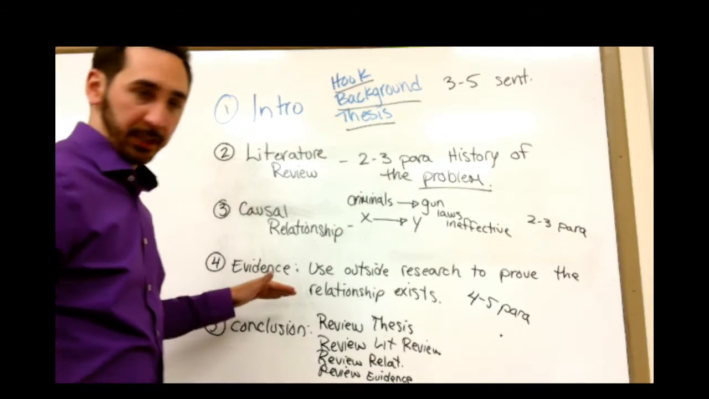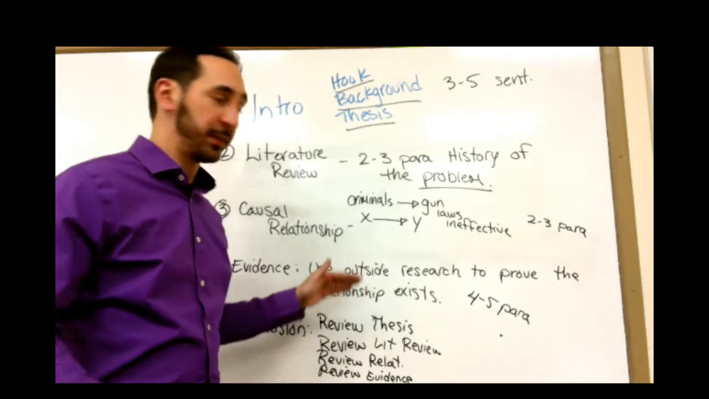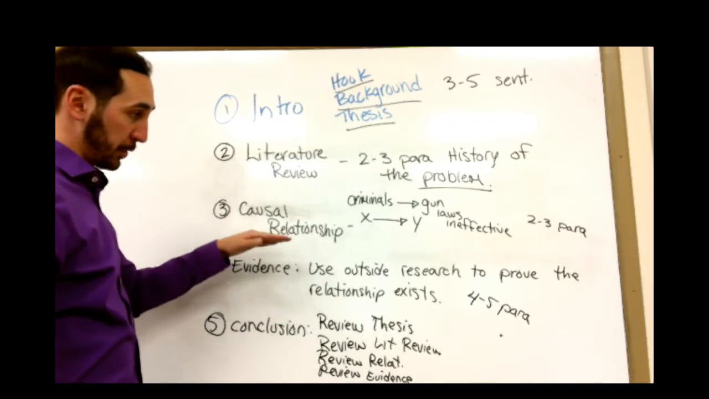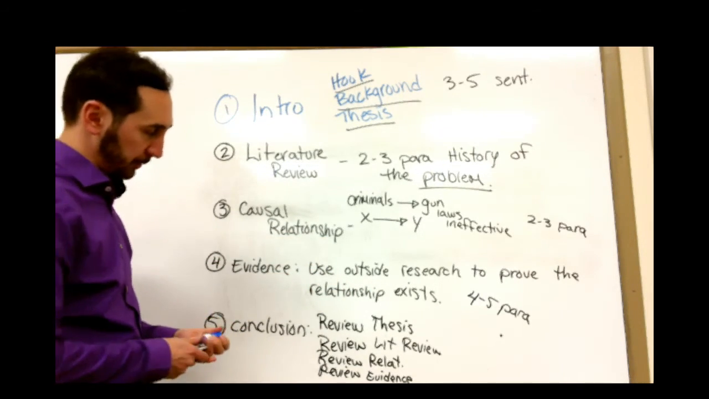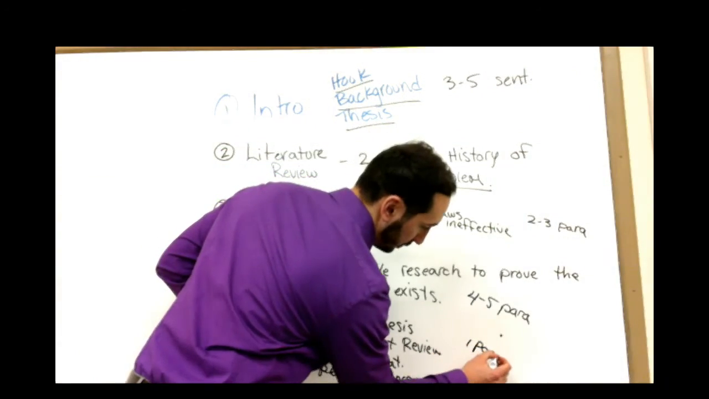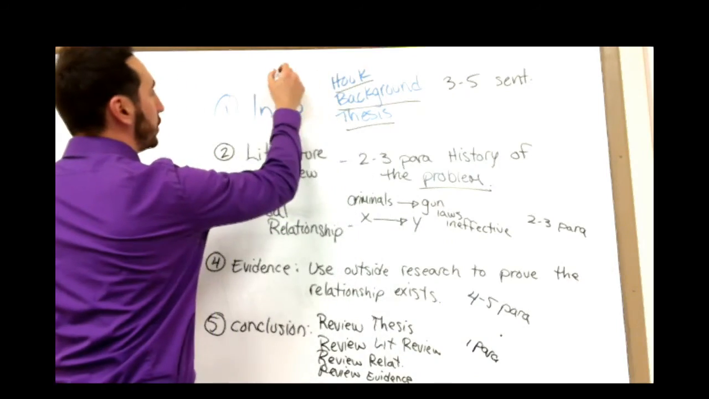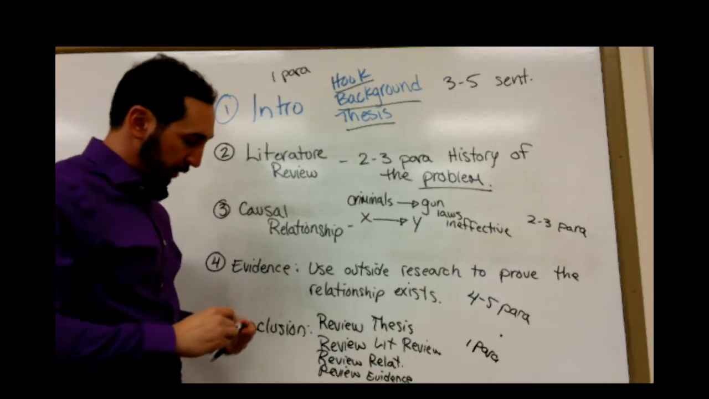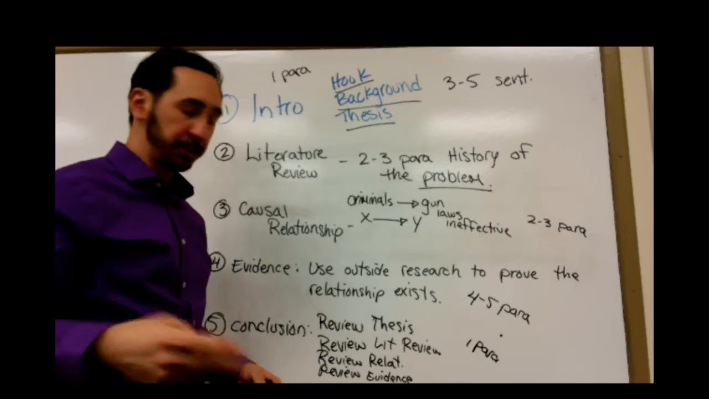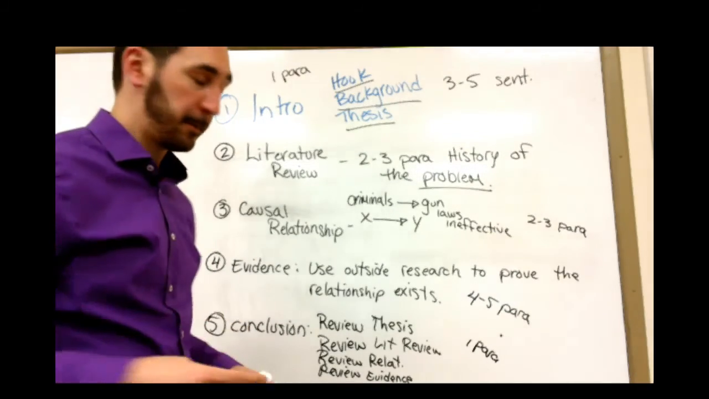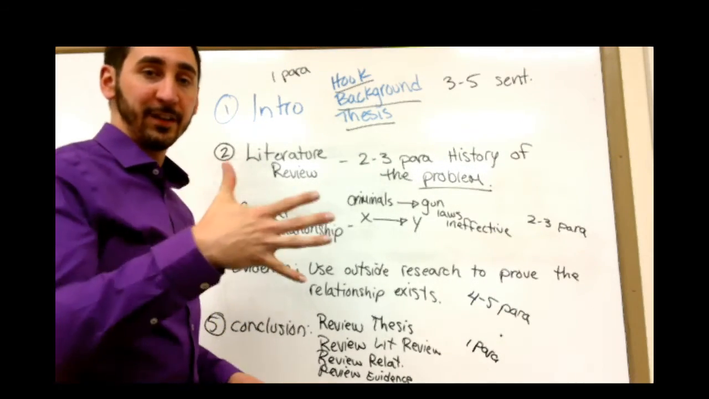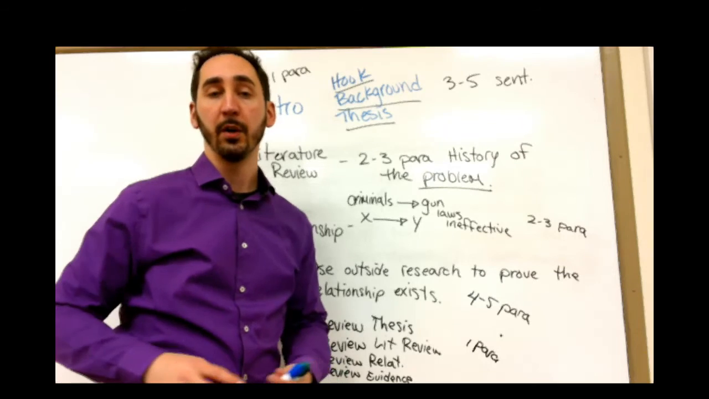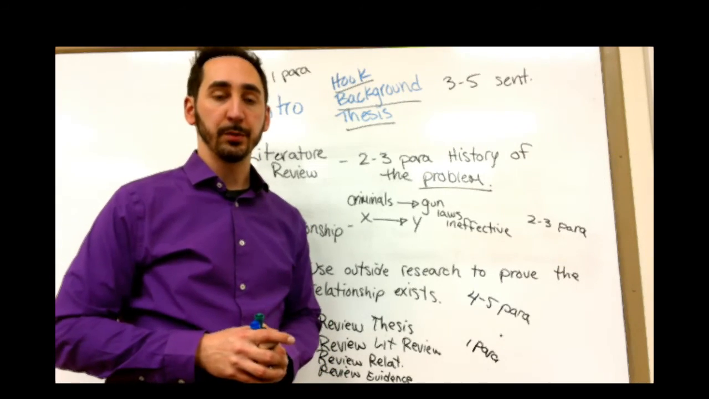Next, you have the evidence section, where you use outside sources to prove that the relationship you just stated exists. You use 4 to 5 paragraphs there. And the conclusion is going to be 1 paragraph, and so is the introduction, made up of 3 to 5 sentences. The conclusion reviews the thesis, the literature review, the relationship you're trying to evidence, and the evidence itself. And then it closes with a statement that shows what's going to happen from here: what readers should be doing, thinking about, or taking action upon to address your problem.